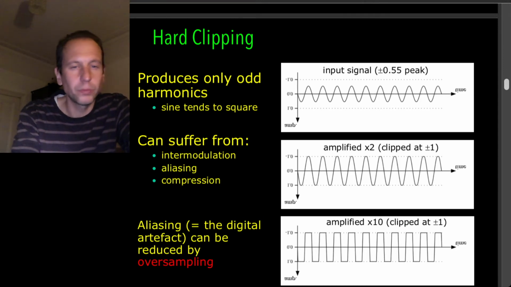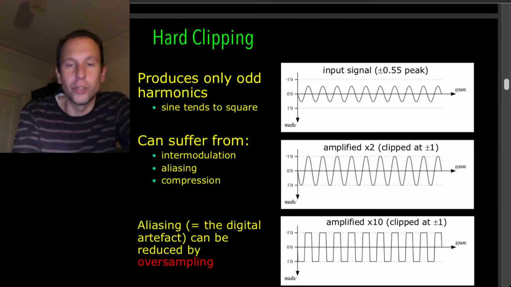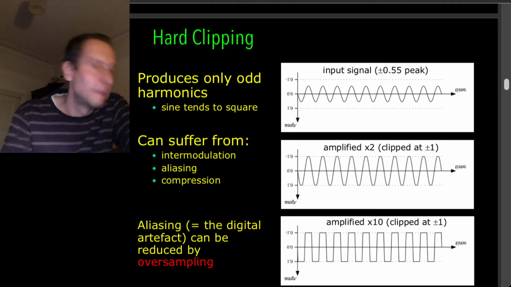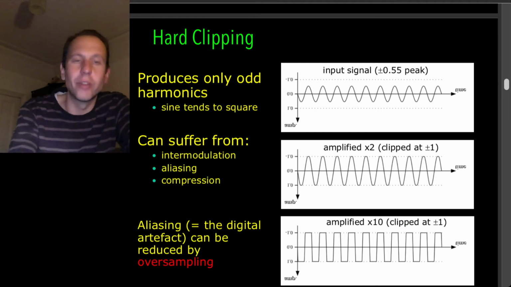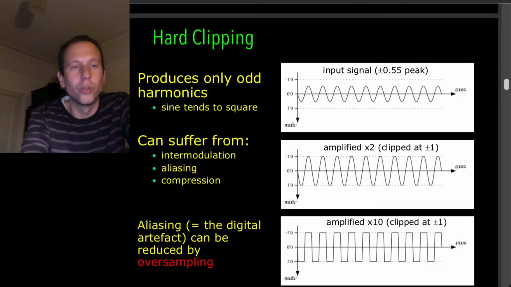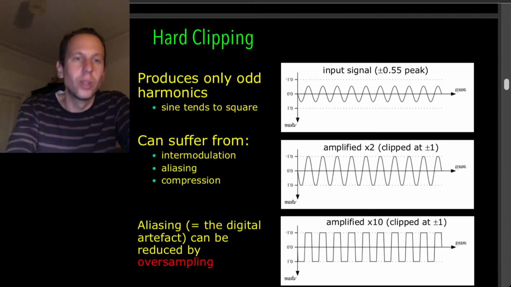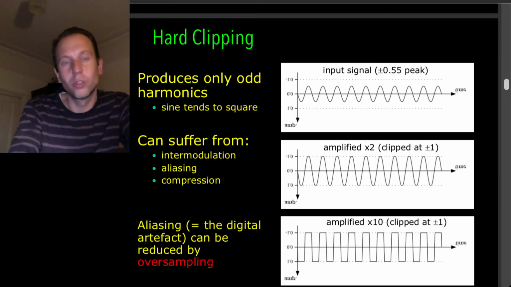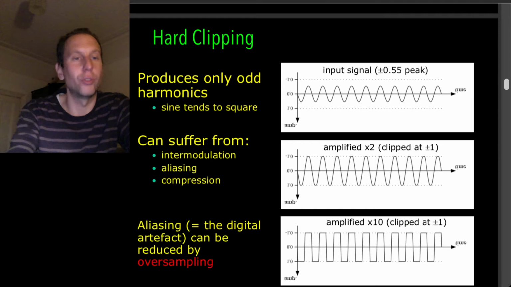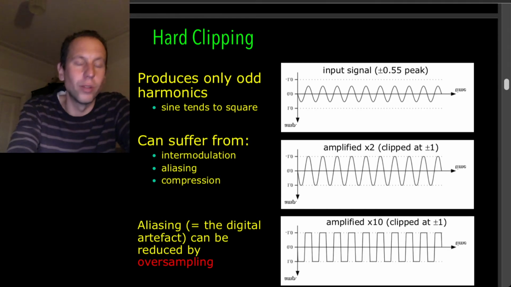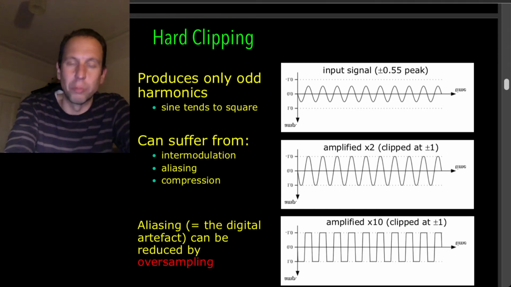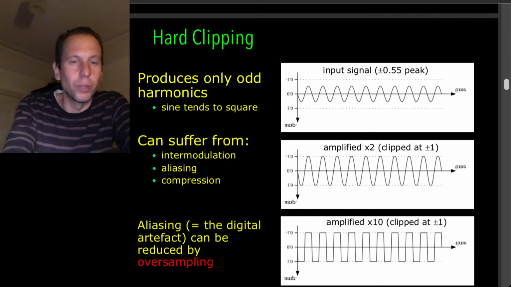Okay? So that would be your aliasing components, and then it can also suffer from compression. As you understand, the attacks, the very loud bits in your audio that are distorted, will also suffer from being reduced in amplitude, and therefore you could call this a compression type artifact. The dynamic range will be compromised there.